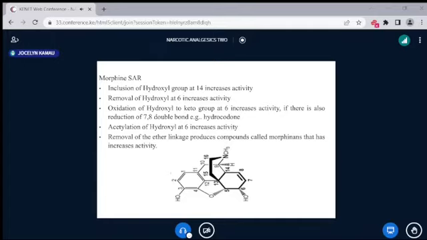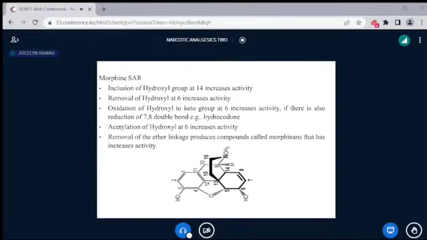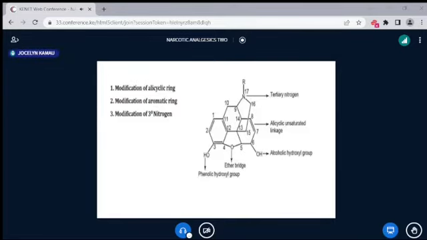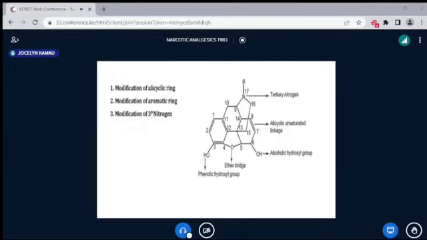As I have said first, we're just looking at the general, and then we are now going to look at each of those structural modifications.